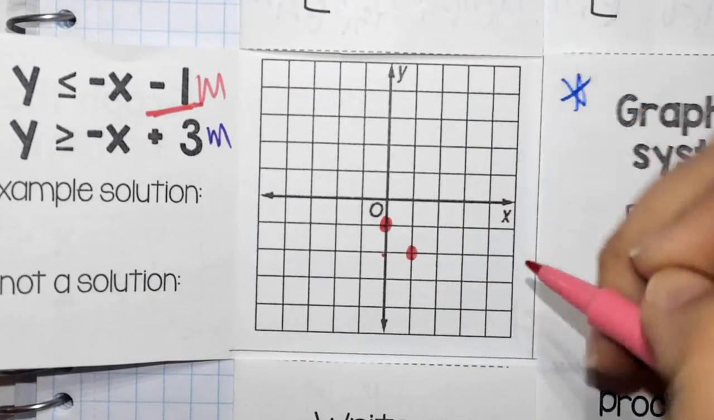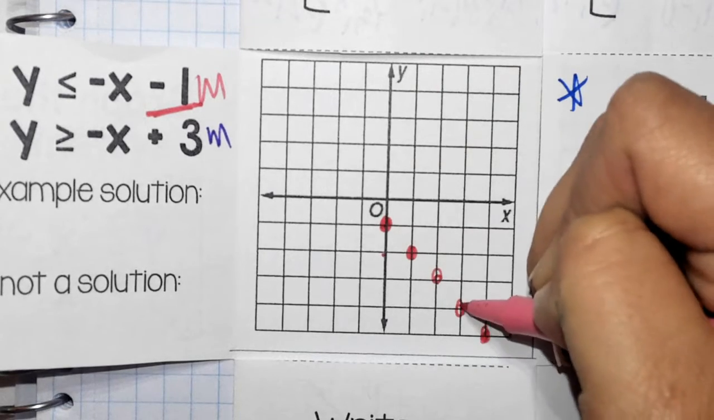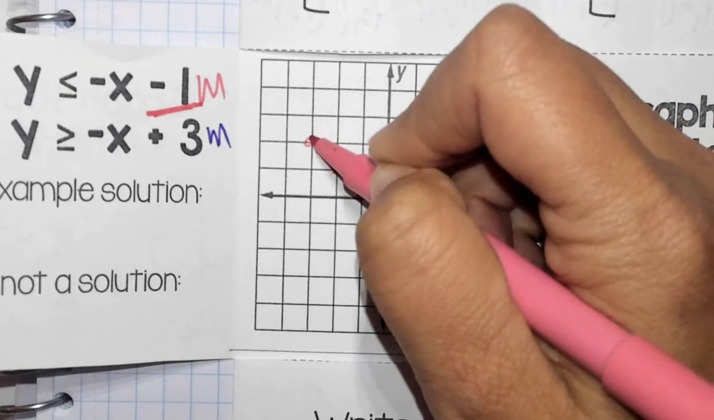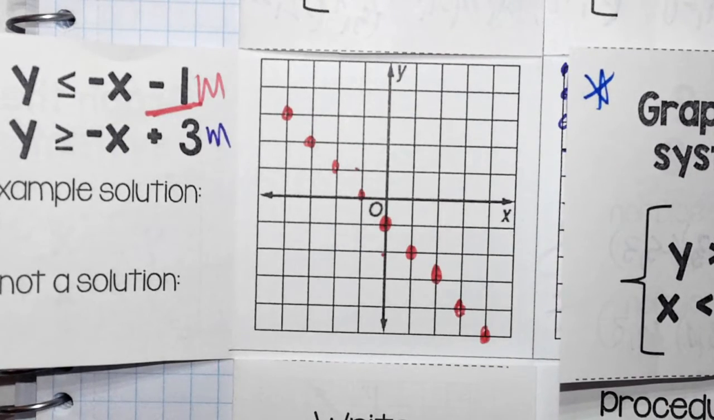Over is not a direction. Right 1. Then down 1, right 1, down 1, right 1, down 1, right 1. And then we connect our dots.